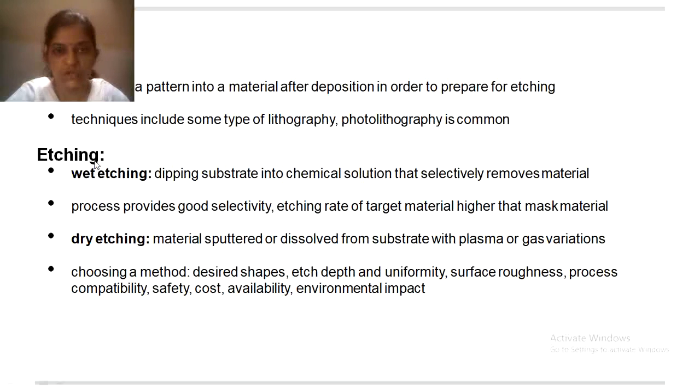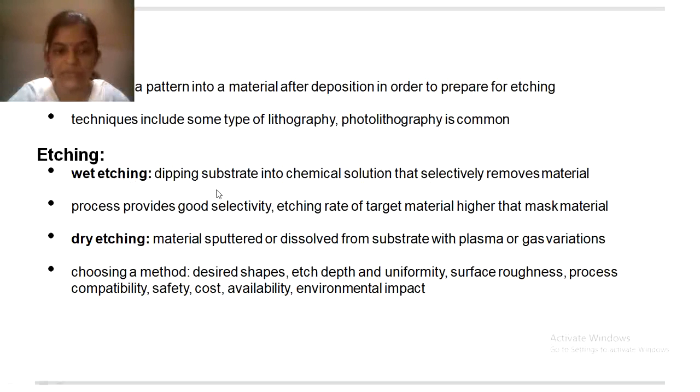Then etching is also one of the important steps of the process. There are two types again: wet etching and dry etching. In wet etching, the substrate is dipped into a chemical solution that selectively removes the material. The process provides good selectivity, meaning the etching rate of the target material is higher than that of the mask material.